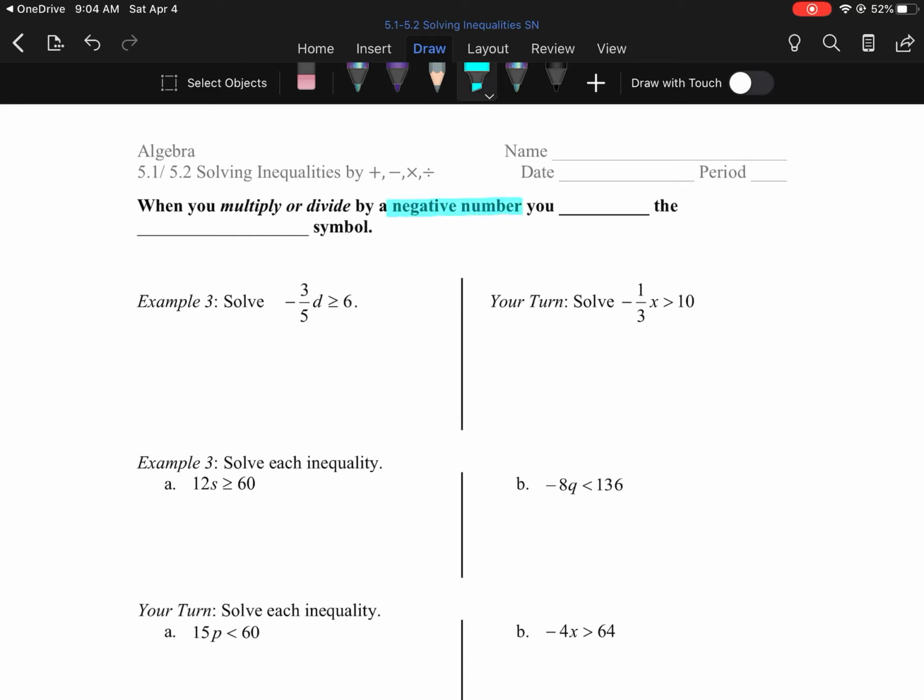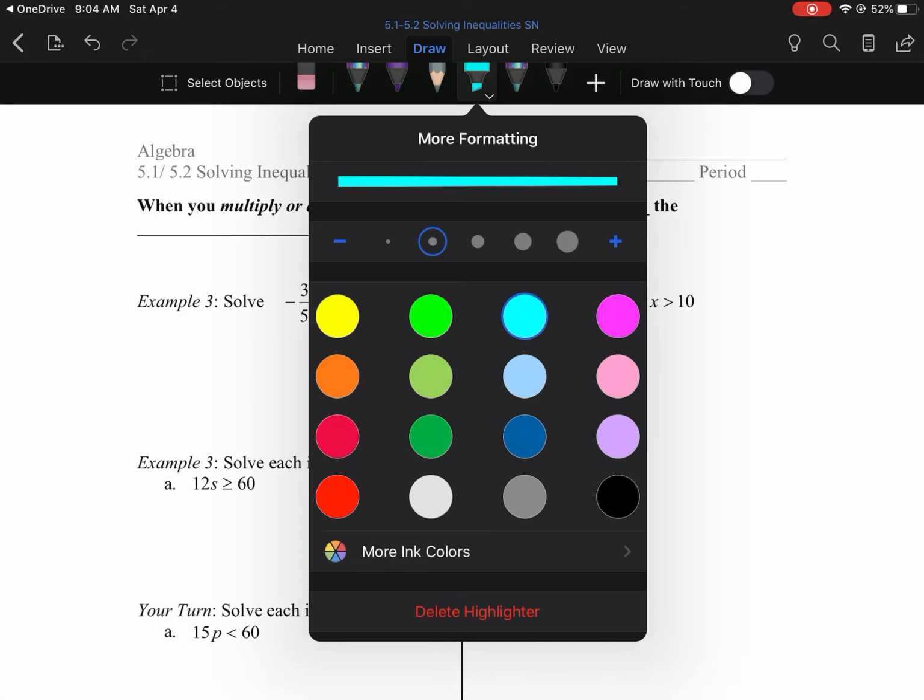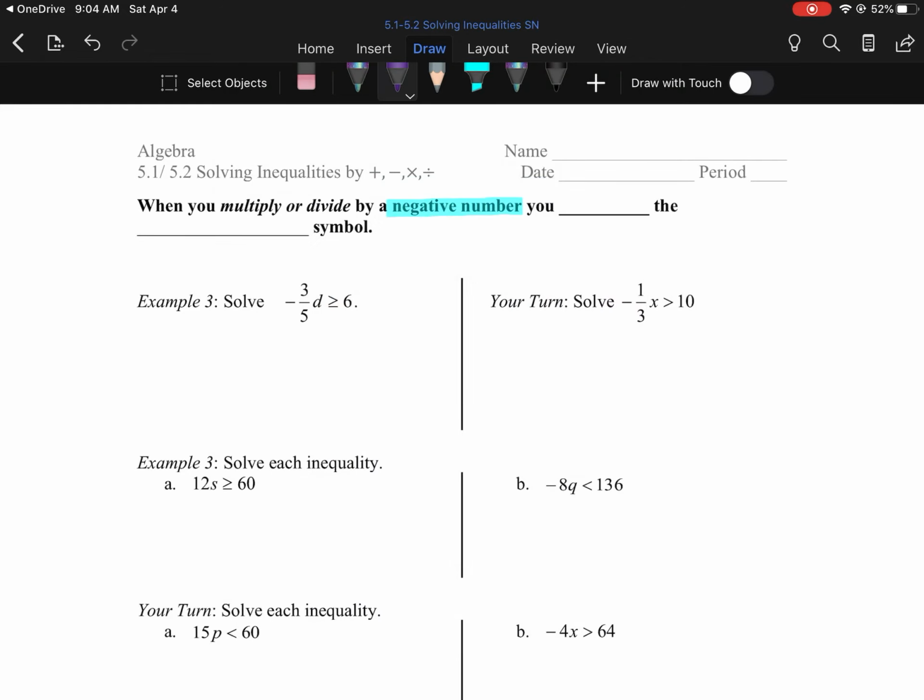So if you multiply or divide by a negative number, okay, so that means the number you're multiplying by or the number you're dividing by is negative, you must flip or switch, however you like to think about it, the inequality symbol. Right, so if you had a less than, it will now become a greater than. If you had a greater than or equal to, it will become a less than or equal to. And that is only if you multiply or divide by a negative number.